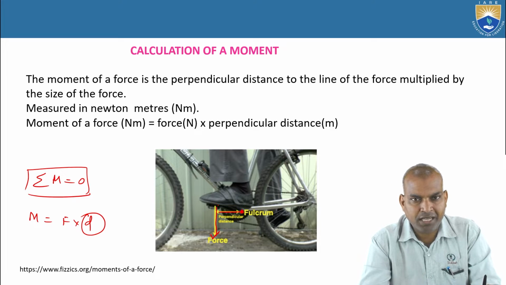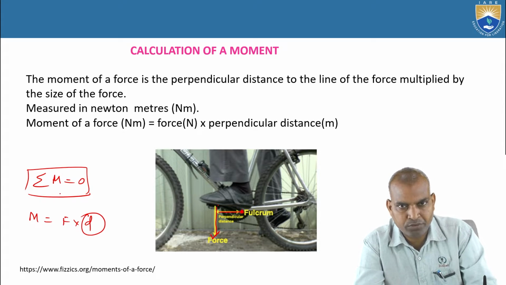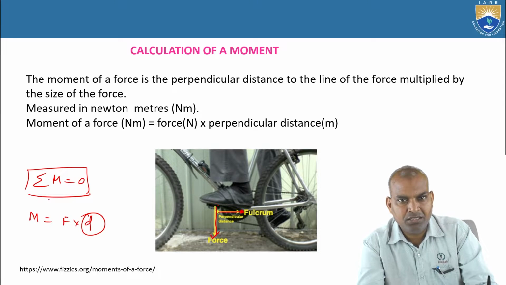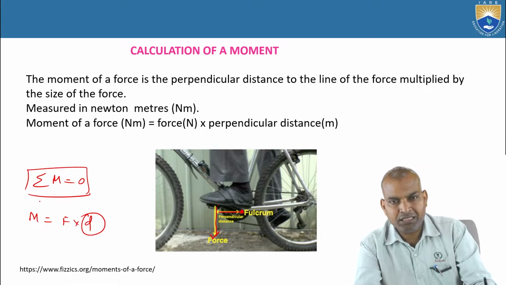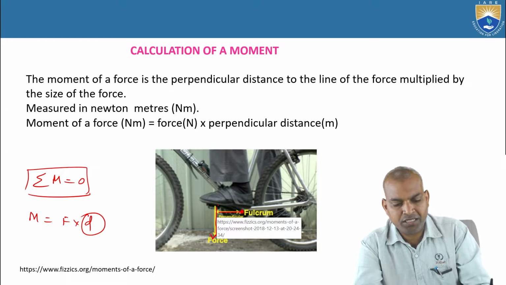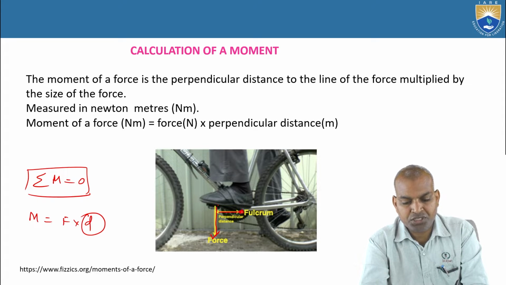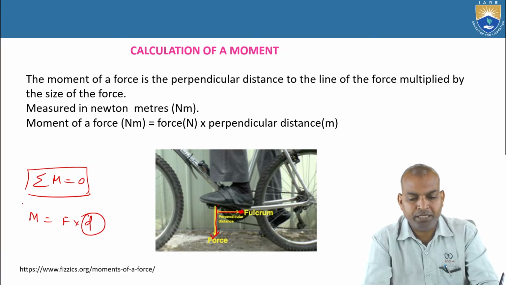Generally, when we are learning to ride a cycle or bicycle, especially a two-wheeler, we don't know the concept of the moment of a force. But we apply the force in such a way that the cycle can move forward. The pedal is designed such that the distance shown here, from the fulcrum, is the perpendicular distance, and where you apply the force with your foot, the force times the perpendicular distance gives the moment.